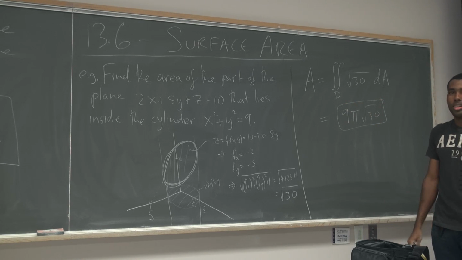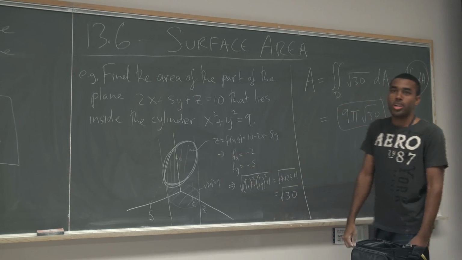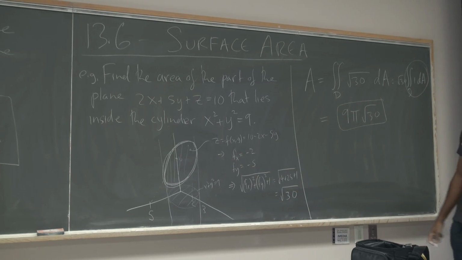Why? Because this is just radical 30 times the double integral of D, 1 dA. What's 1 dA? The area of D. What's the area of D? It's a circle, pi r squared.